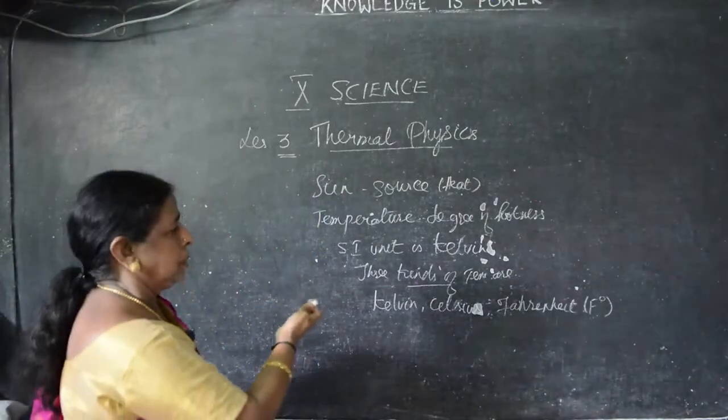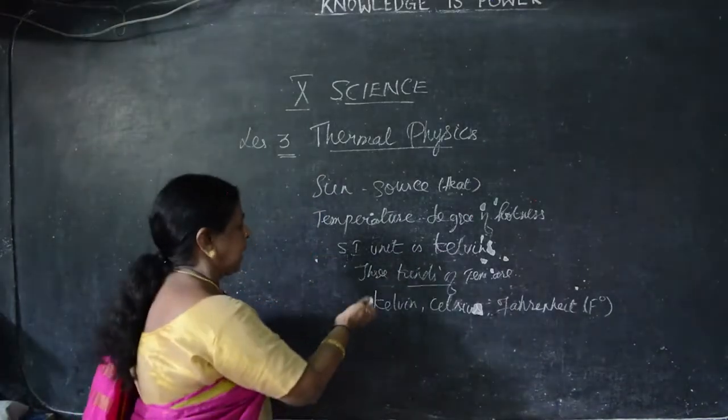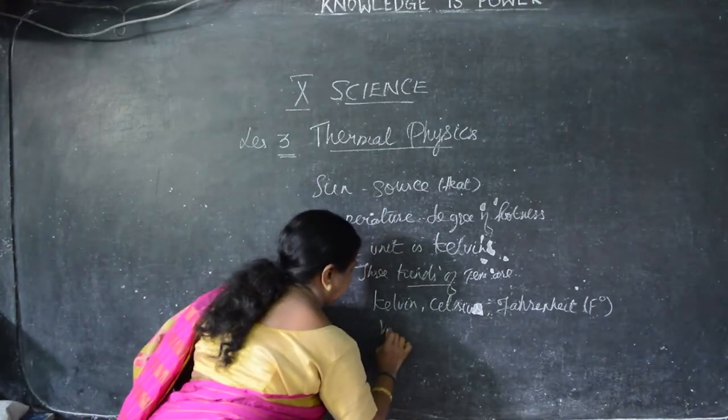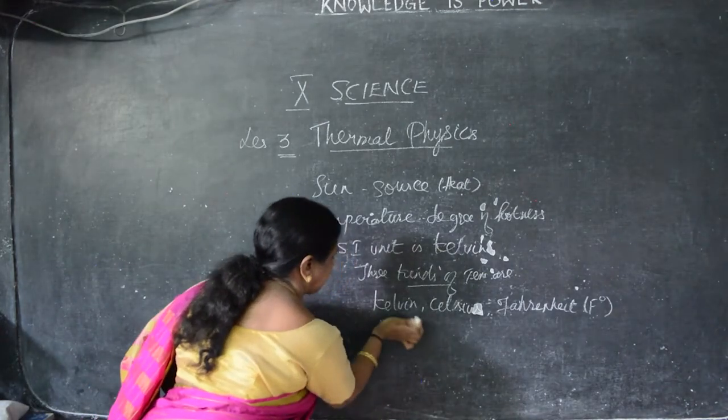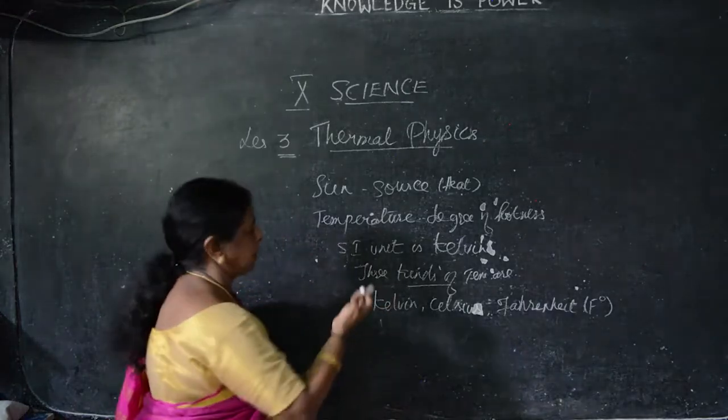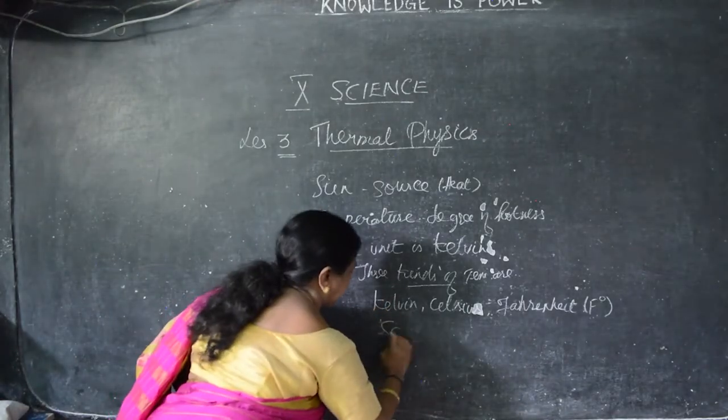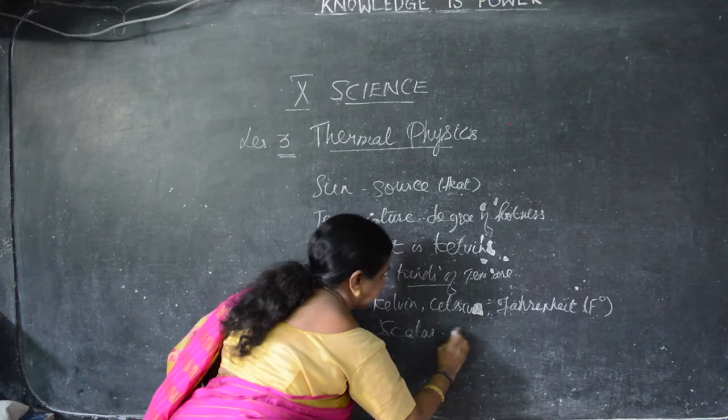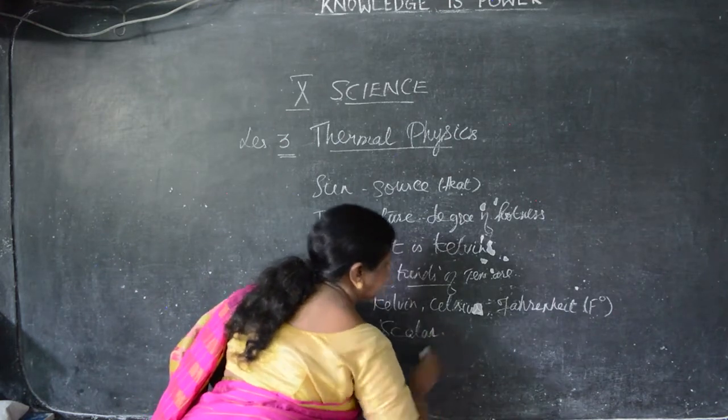So, temperature, is it a scalar quantity or a vector quantity? There are two kinds of quantity, vector and scalar. Temperature is a scalar quantity because it has magnitude only, not direction.